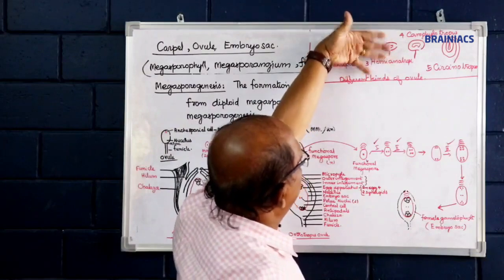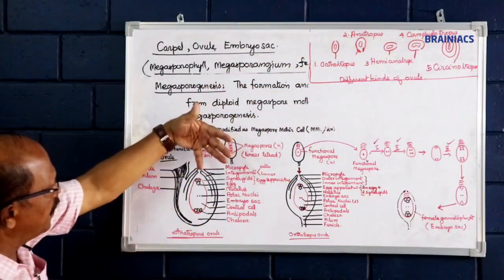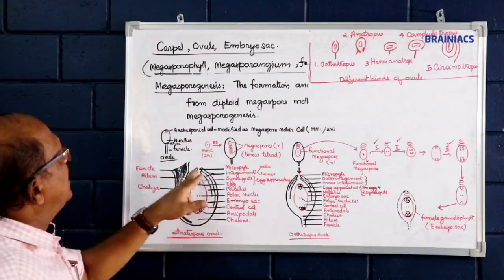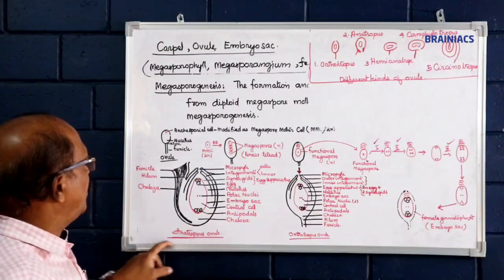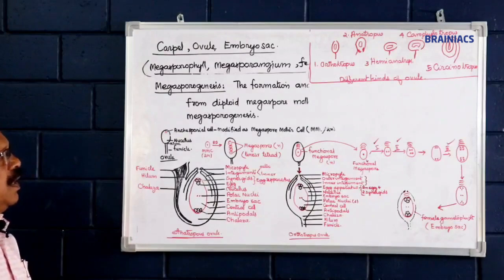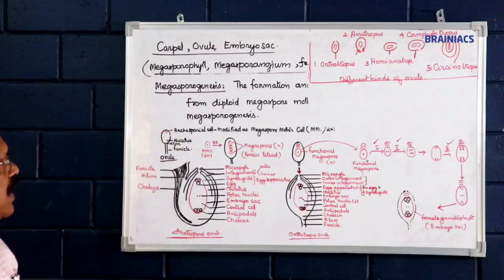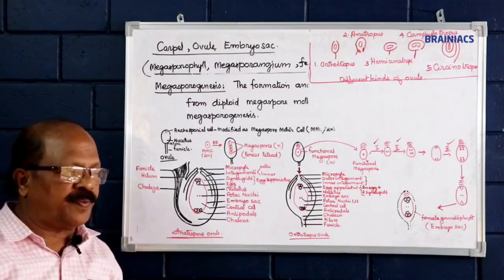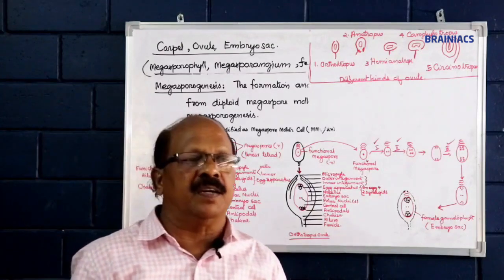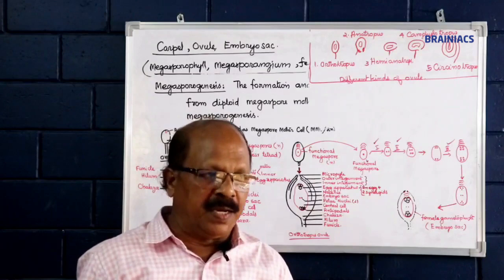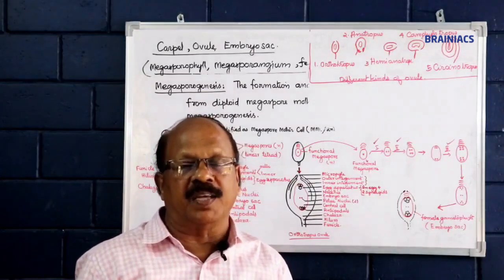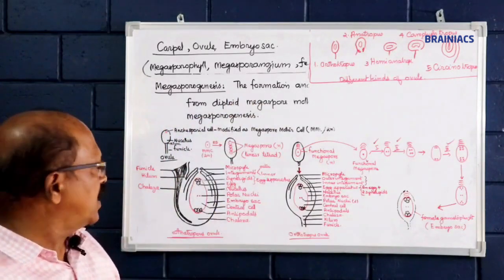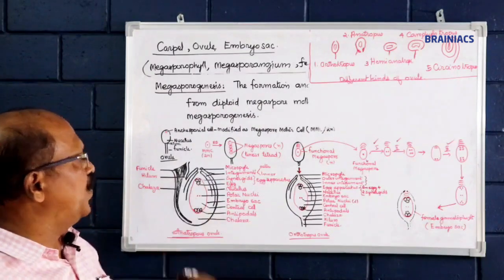This is anatropous. Second one. And here the direction is opposite, so that the funicle and micropyle are very near to one another, hence it is an anatropous ovule. And that is why we say the formation and development of the functional megaspore from the diploid megaspore mother cell after meiosis is called megasporogenesis. Megasporogenesis, the structure of the ovule, and some key points in connection with the ovule.